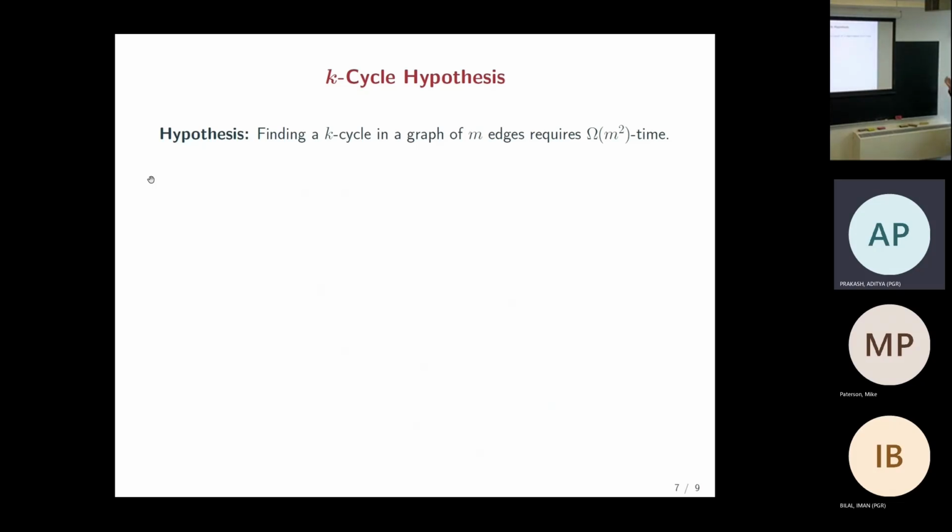So first, probably best to introduce the k-cycle hypothesis. This is a very loose way of phrasing it. It's not an official statement, but never mind. Finding a k-cycle in a graph with m edges requires something like a constant times n squared time. And it turns out that it's fine to do this only for k-circle layered graphs. What on earth is a k-circle layered graph?